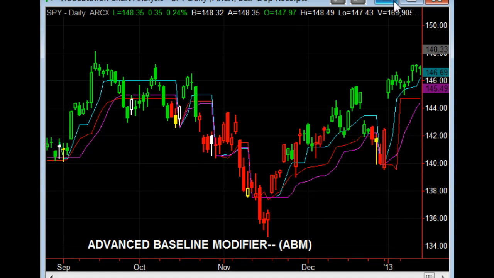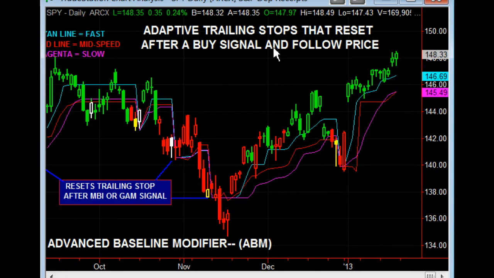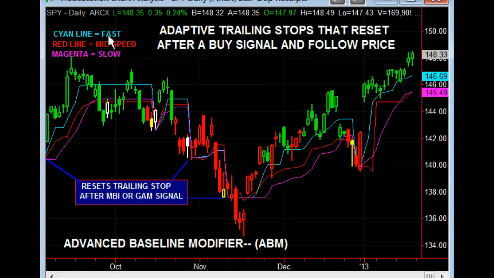Let me go to the next one, and we can take a look at a couple little setups. So we have our different speeds. You have your fast line, your mid speed, your slow for your magenta, and you can see them resetting each time that the key signals come in. And it takes a few days after a particular move has happened, and the idea behind that is that we understood that within 5 periods, particularly for an MBI GAM, we were looking for a higher move, and it would wait for price to catch up to the expectation.